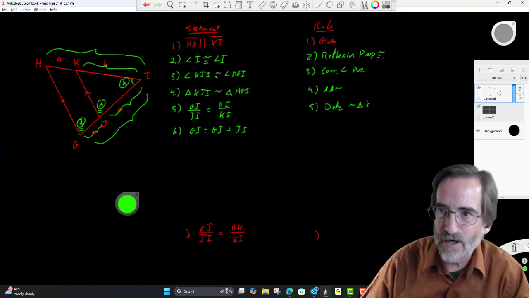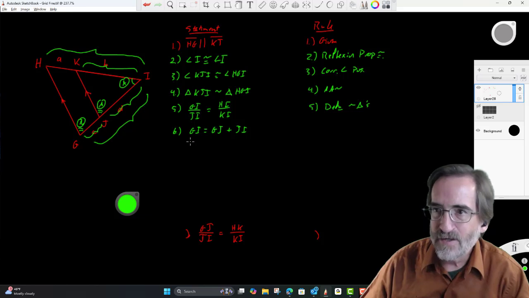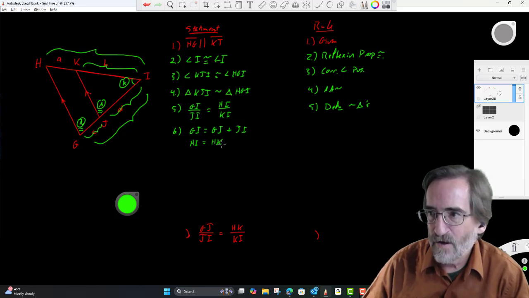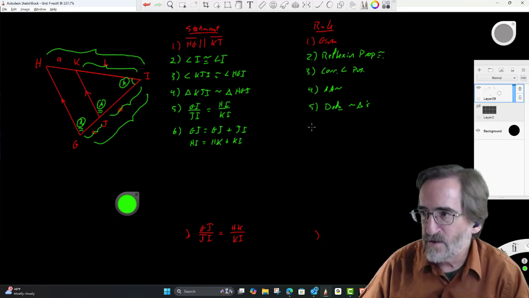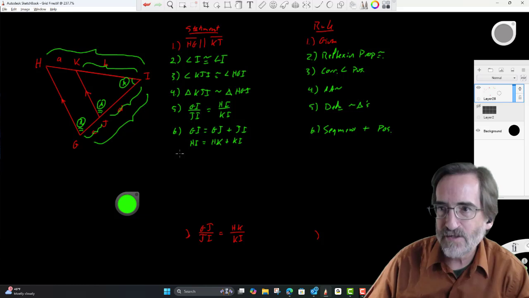GJ plus JI equals GI. Okay? And on the other side, HI equals HK plus KI. And the reason for that is segment addition. It's called the segment addition postulate. You can add two small segments to make a big segment.